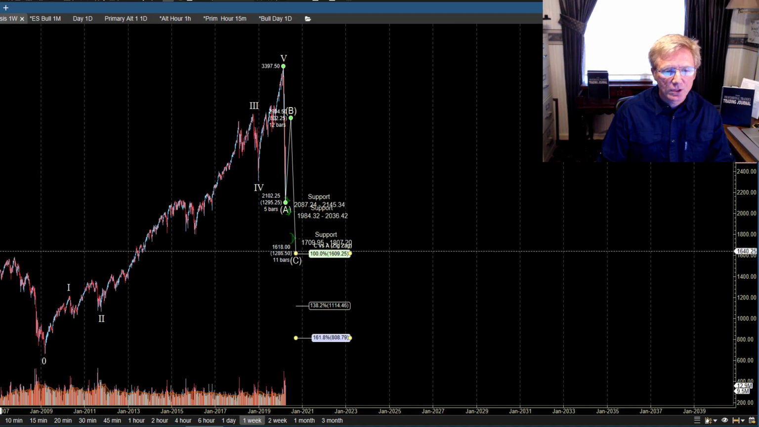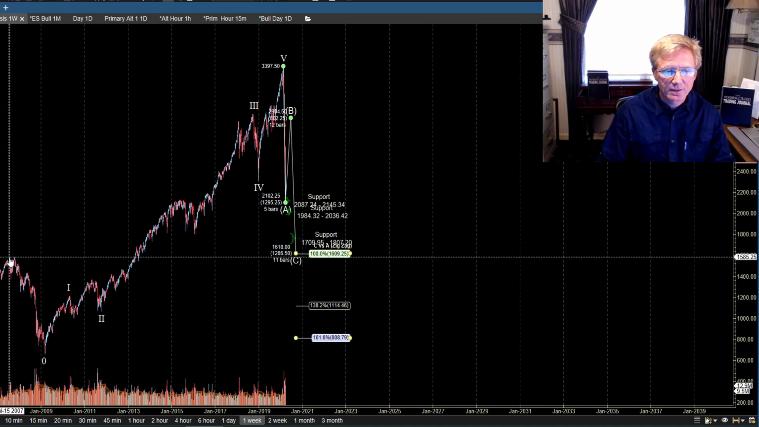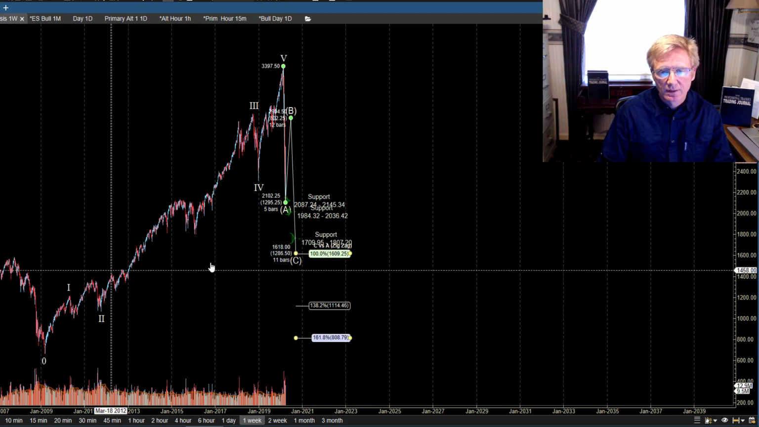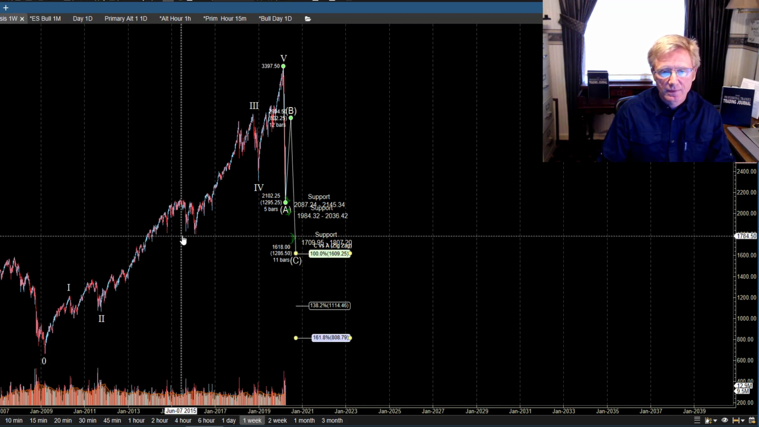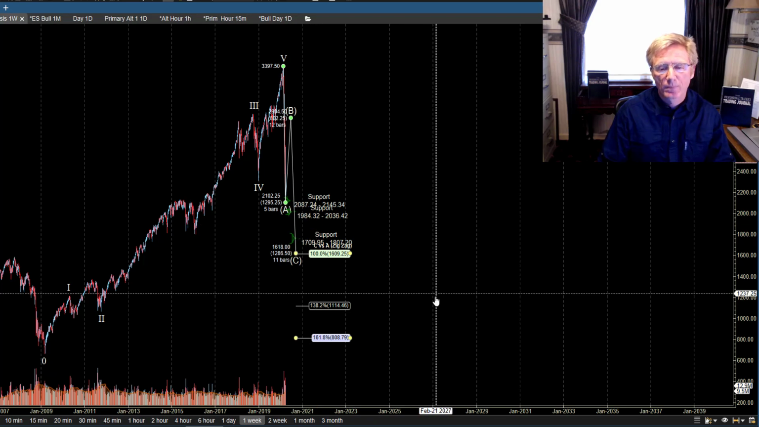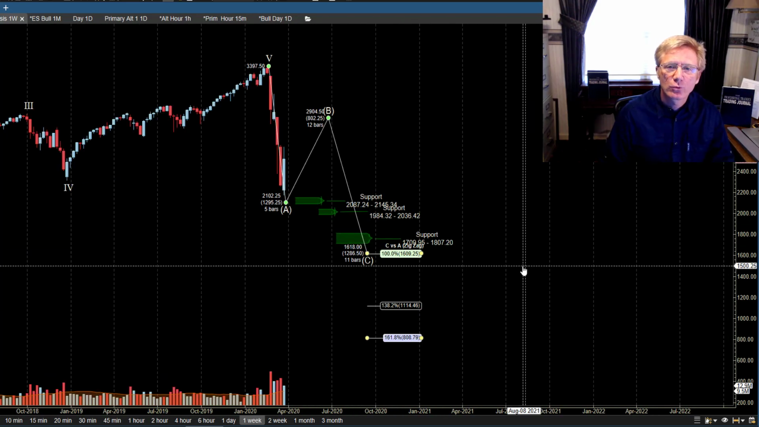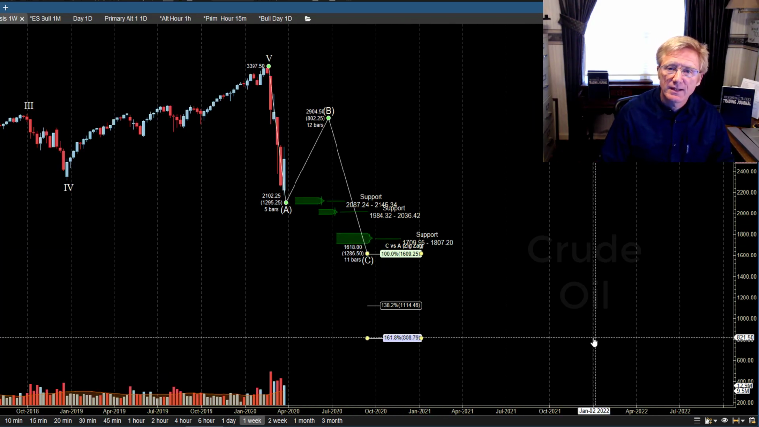But here we have the top of this B wave from the previous correction. That could hold its support. This low here could hold its support. So, hoping for the best and planning for the worst. Okay, next we're going to take a look at crude oil.